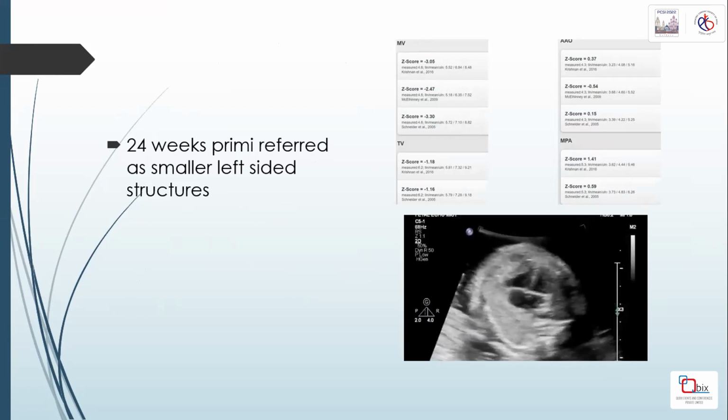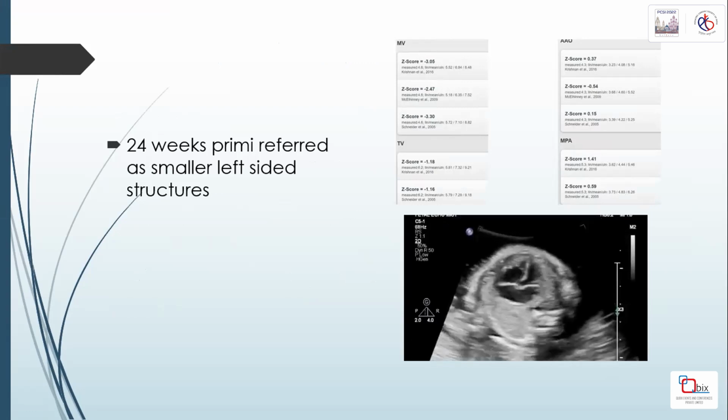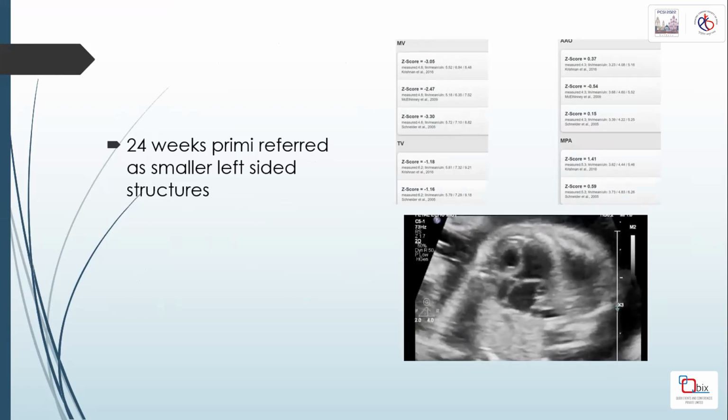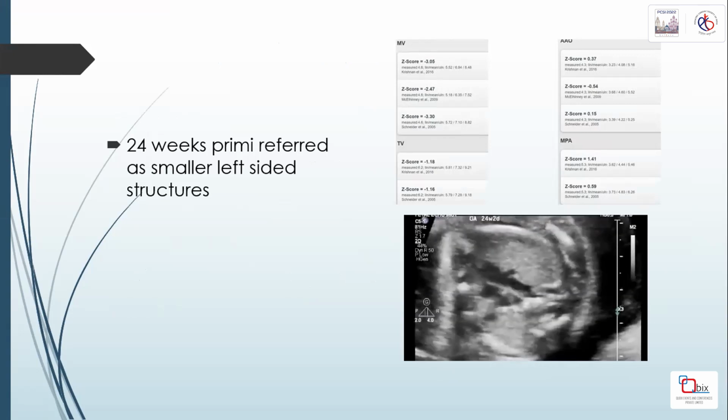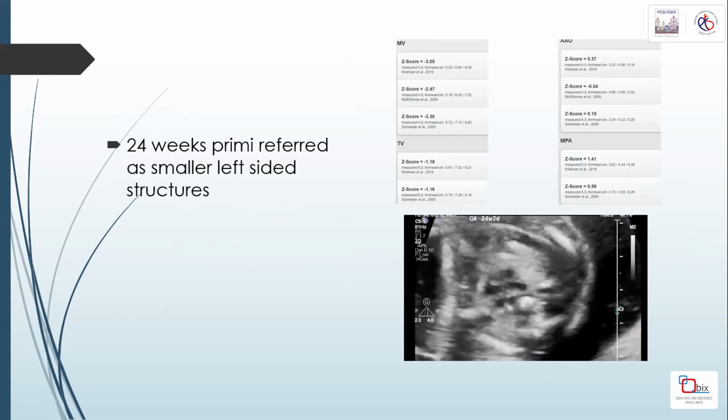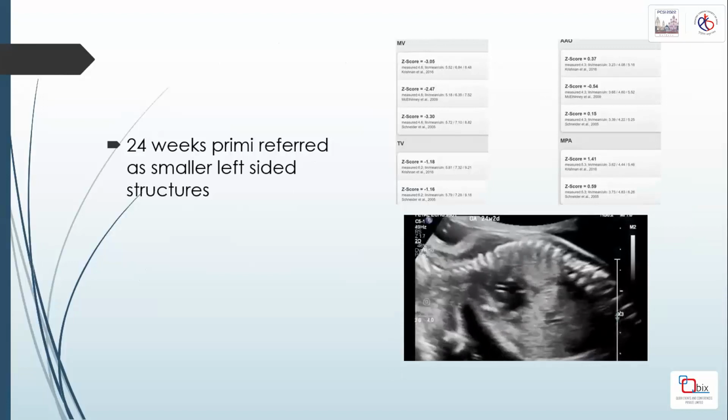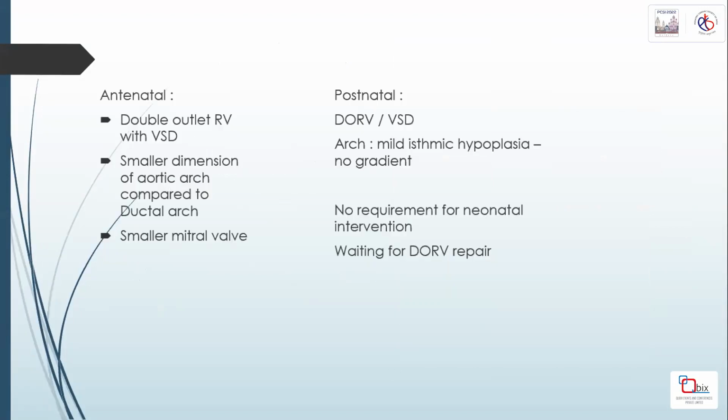Last patient. If you look at the fetal echo, here again, there is a definite VSD there. The left heart structures are small. There is an aortic override. The aorta is smaller compared to the PA, and the ductal arch is more prominent. So this child, antenatally, my suspicion was it was a double-outlet right ventricle with a smaller dimension aortic arch compared to the ductal arch and a smaller mitral valve.